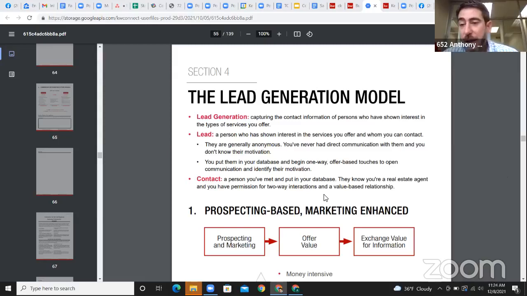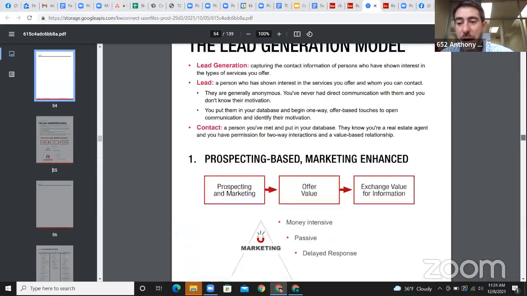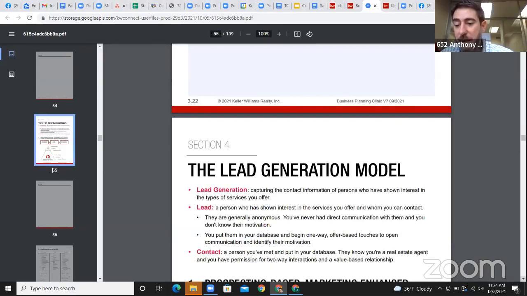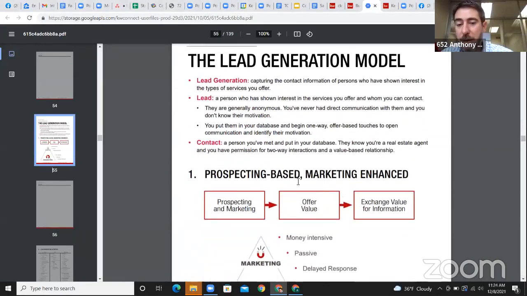Okay, so when you look at the lead generation model, it has what you may look at down below here, a mini economic model, meaning like what are the key performance indicators in this process? Prospecting and marketing, offer value, exchange value for information. You could track each one of those pieces in your lead generation model. Like, what is the impact of my prospecting or the impact of my offer that I'm making?